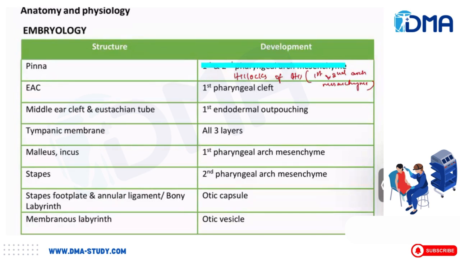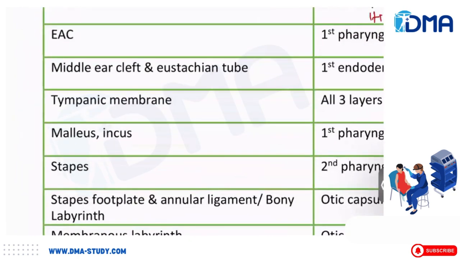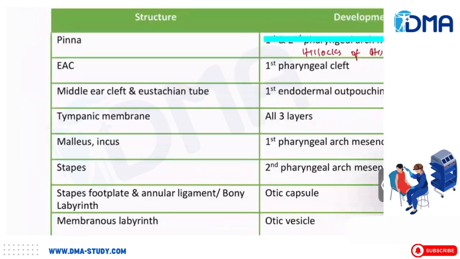Middle ear cleft and eustachian tube develop from first endodermal outpouching. Tympanic membrane from all three layers. The malleus and incus develop from first pharyngeal arch mesenchyme. Stapes develops from second pharyngeal arch mesenchyme. Just look into this. Till the stapes, almost all the structures of external and middle ear develop from pharyngeal arches.